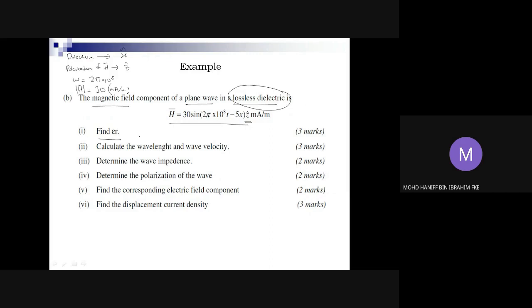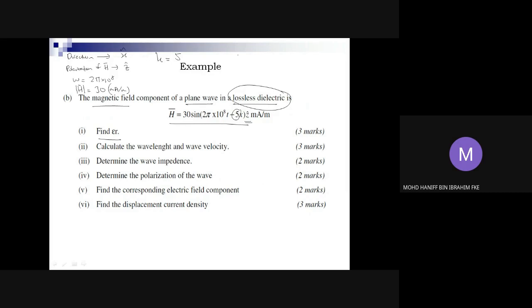And based on this, the first question that you need to obtain is you need to find out what is your relative permittivity. Okay, so how to calculate the relative permittivity for this particular question? Basically, from this equation of H, we can also say that the phase constant, or the k for the wave, is equal to 5. This is your k, which is the phase constant.